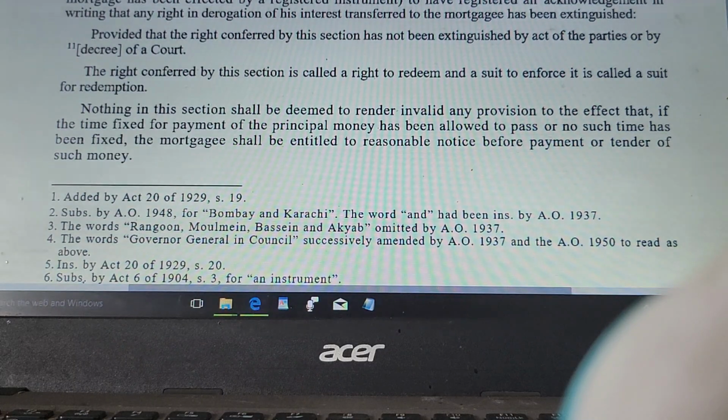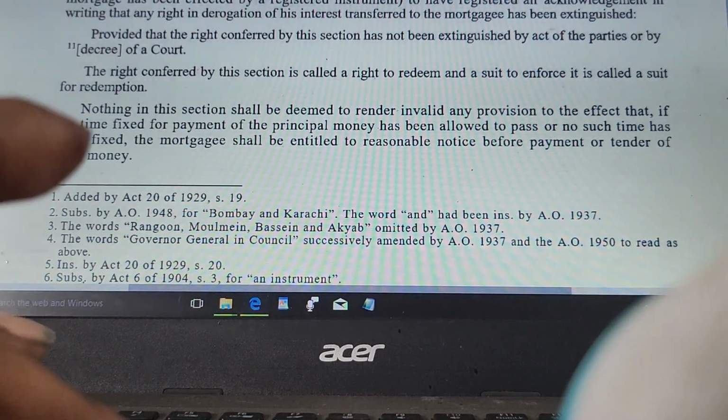Nothing in this section shall be deemed to render invalid any provision to the effect that if the time fixed for payment of the principal money has been allowed to pass, or no such time has been fixed, the mortgagee shall be entitled to reasonable notice before payment or tender of such money.